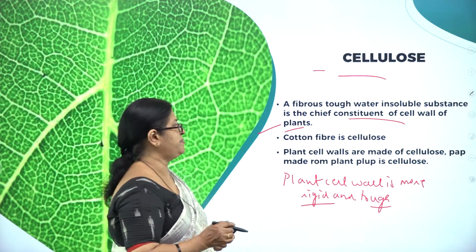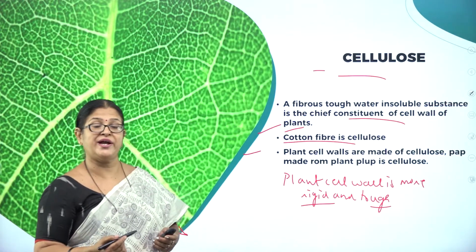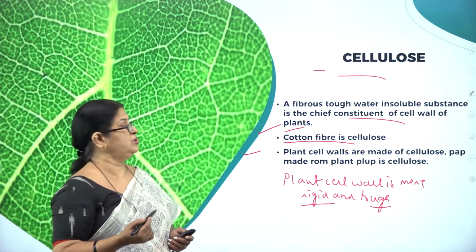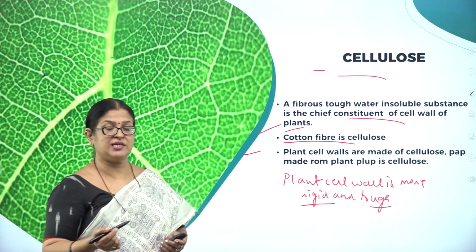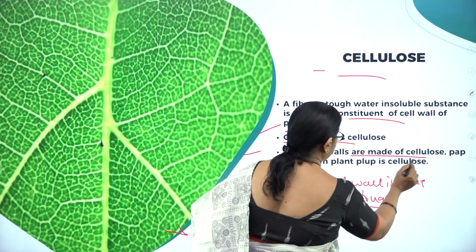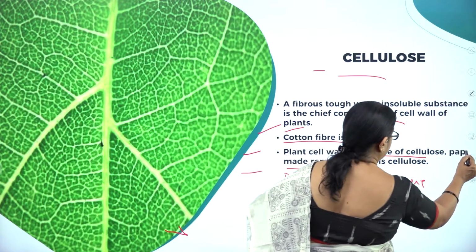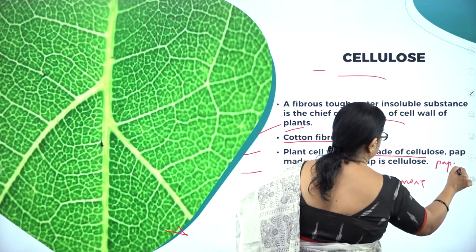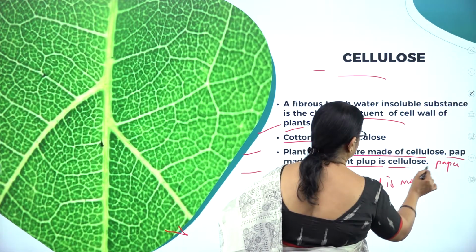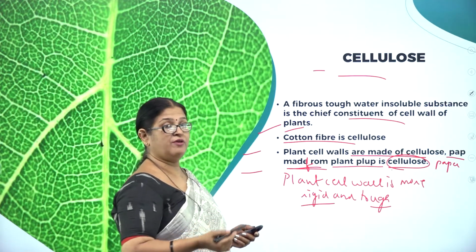And cotton fiber, I think all of us know cotton has wide economic importance, which is used in the process of making clothes. So it is a classical example of cellulose. Then paper, I think all of you know paper. Paper is made from plant pulp, which is cellulose. So it is made from what? Plant pulp.